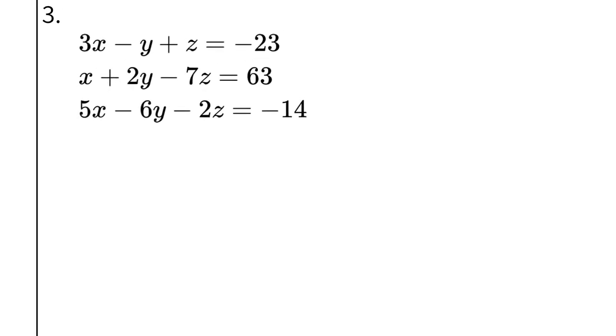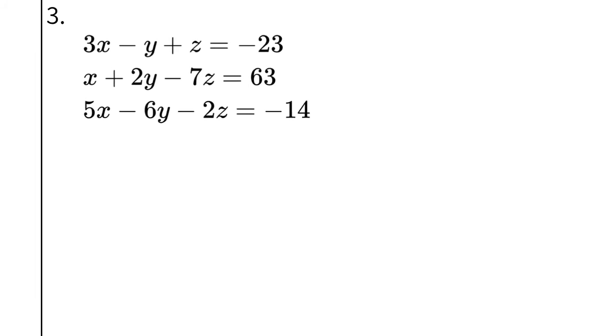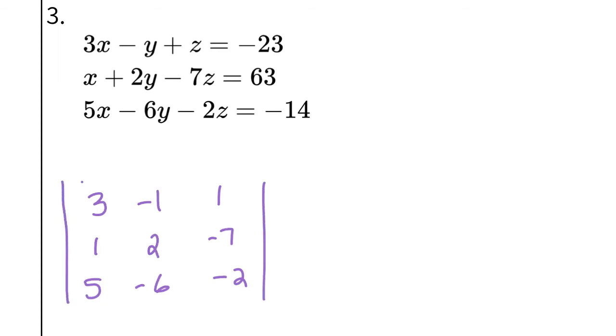Okay, so always make sure that everything is lined up. So X's, Y's, Z's, constants. Okay, let's write our coefficient matrix. So it'd be 3, -1, 1, 1, 2, -7, 5, -6, -2. Now we want to find the determinant of that matrix.